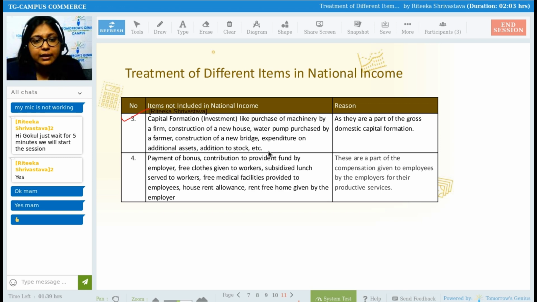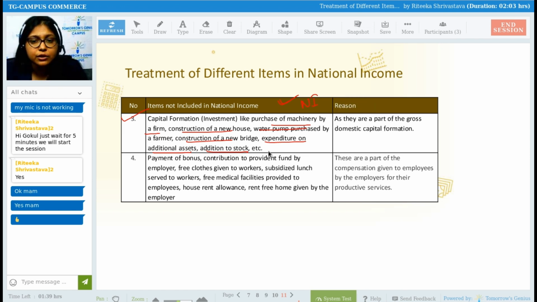Third is capital formation, like purchase of machinery by a firm, construction of a new house, water pump purchased by a farmer, construction of a new bridge, expenditure on additional assets, addition to stocks. All of these things are going to be included under national income.